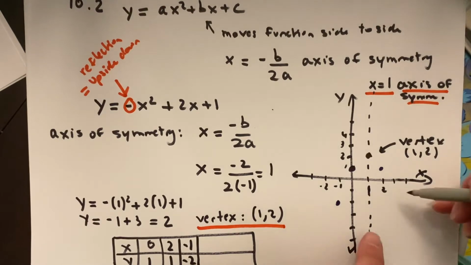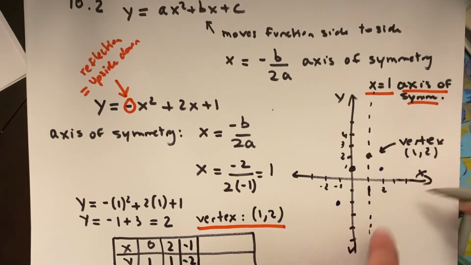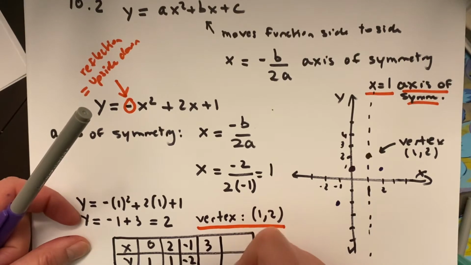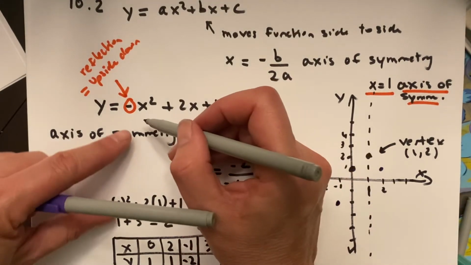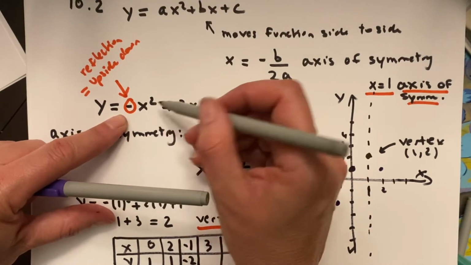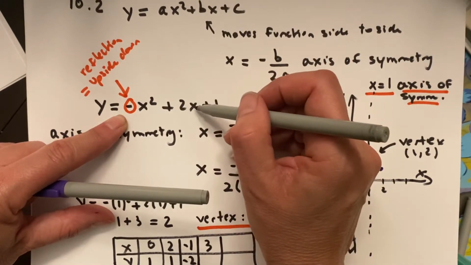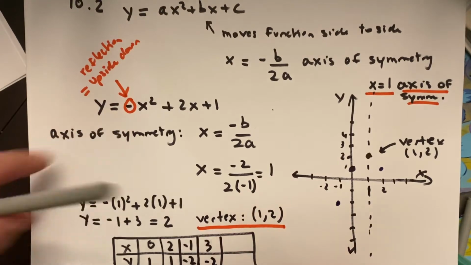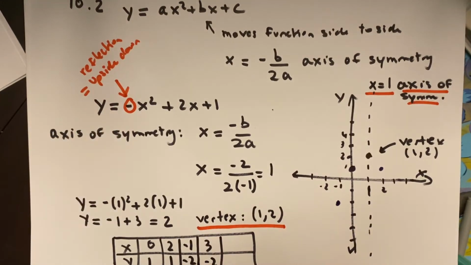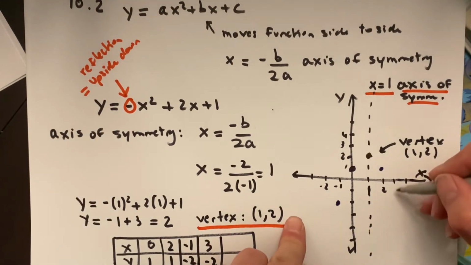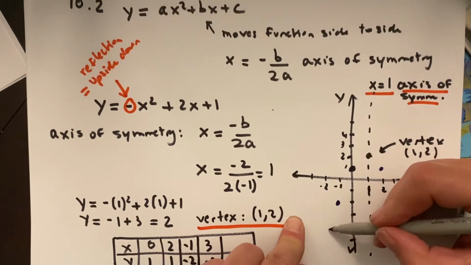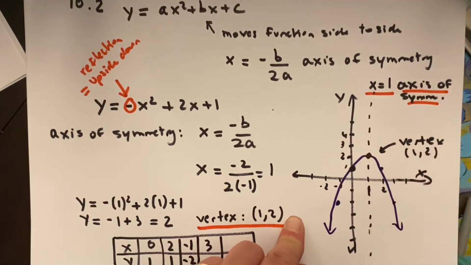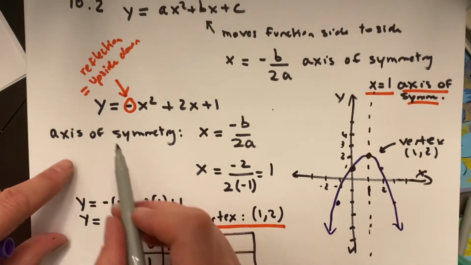And if that's correct, this point right here, 3, should also give me negative 2. And we're going to see if that works out that way. 3 squared is 9, negative 9 plus 2 times 3 is 6, negative 3 plus 1 is negative 2, and yes, in fact, that's my last point. 3, negative 2. And I now have my full parabola that fits with this equation.